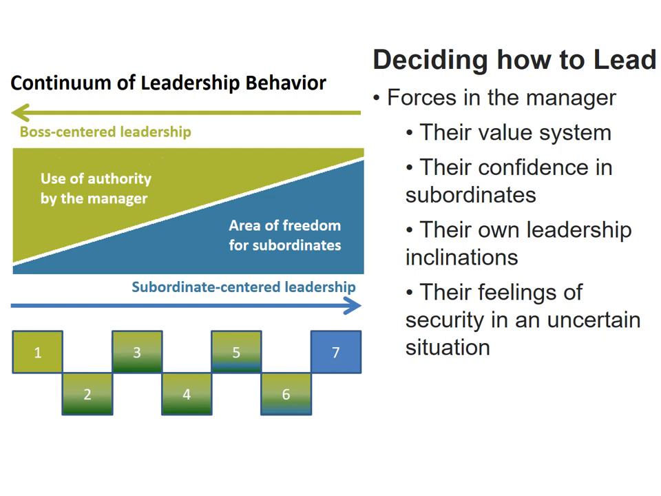The manager's feelings of security in an uncertain situation also play a role. Managers who release control over the decision-making process thereby reduce the predictability of the outcome. Some managers have a greater need than others for predictability and stability in their environment. These managers move towards boss-centered leadership. Those managers who don't need the same predictability and stability move towards subordinate-centered leadership.